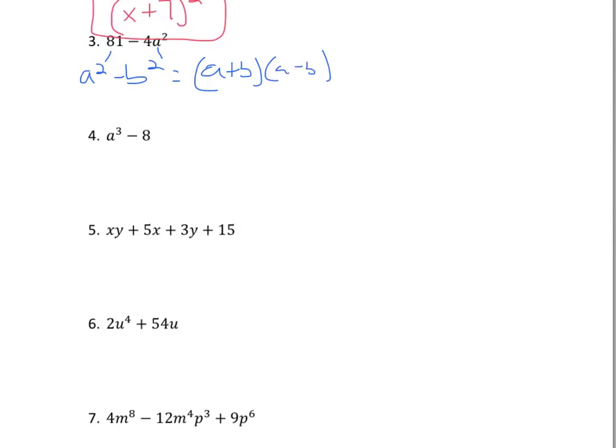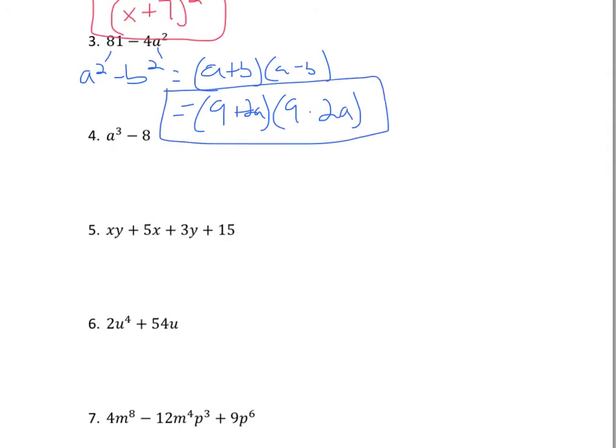Well, a is just the square root of 81, which is 9. And b there is the square root of 4a squared, which is going to be 2a. So 9 plus 2a, 9 minus 2a. That's the factored version.